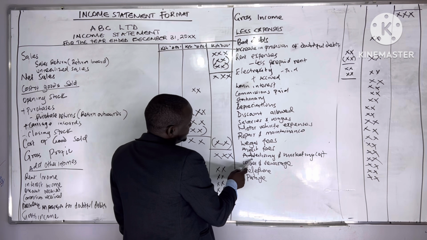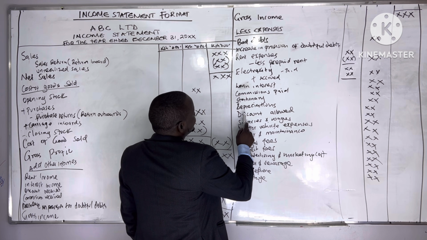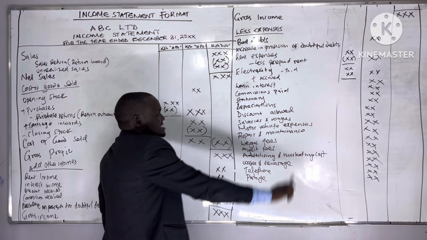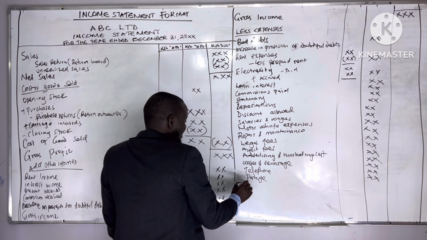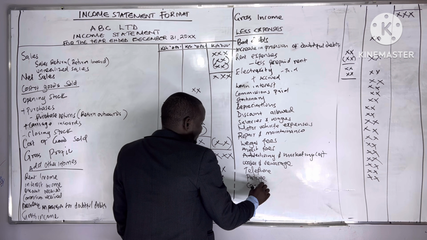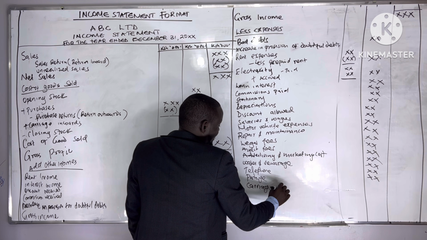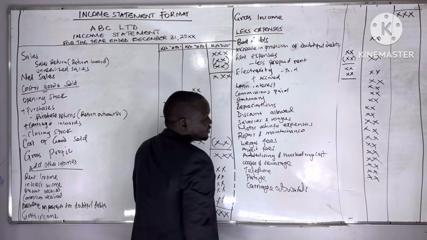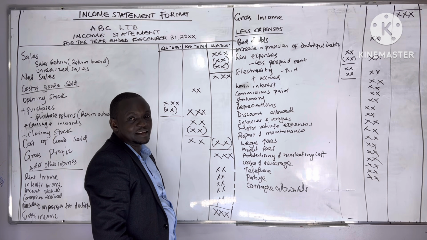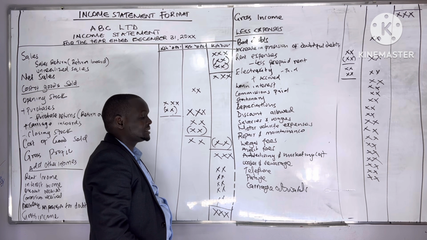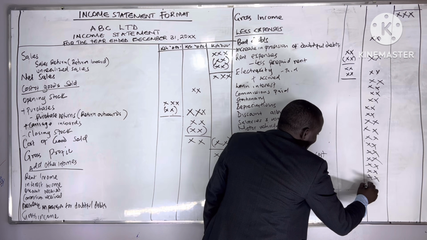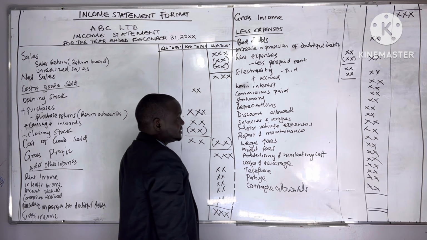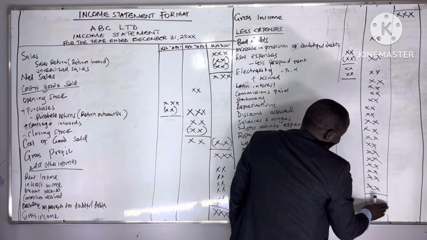We have written 1, 2, 3, 4, 5, 6, 7, 8, 9, 10, 11, 12, 13, 14, 15, 16, 17, 18. We have so many expenses we can write. We also have carriage outwards. The money you incur to carry goods to your customer or to offer after sale service is an expense, carriage outwards. The list of expenses is endless.